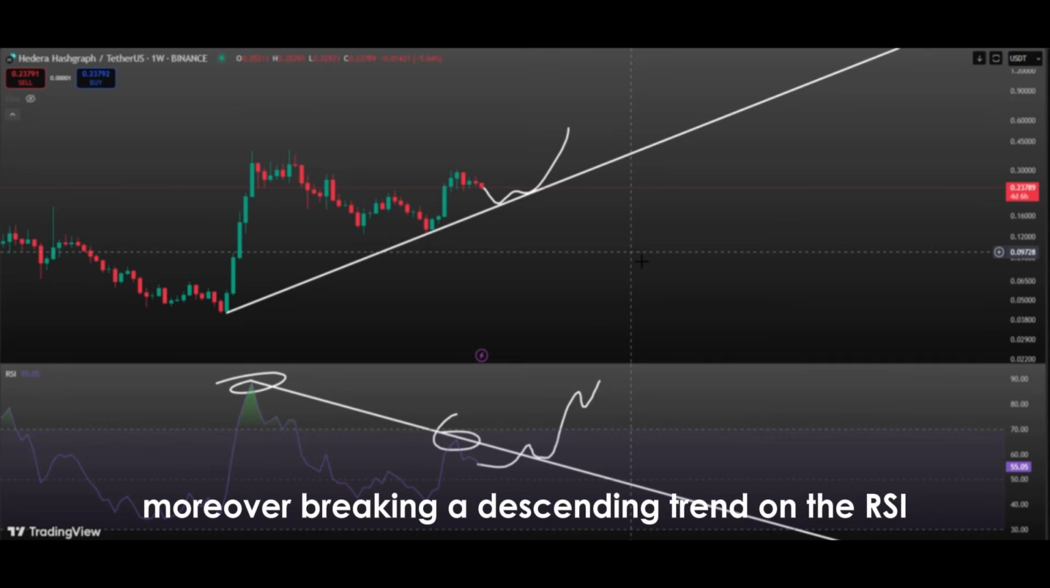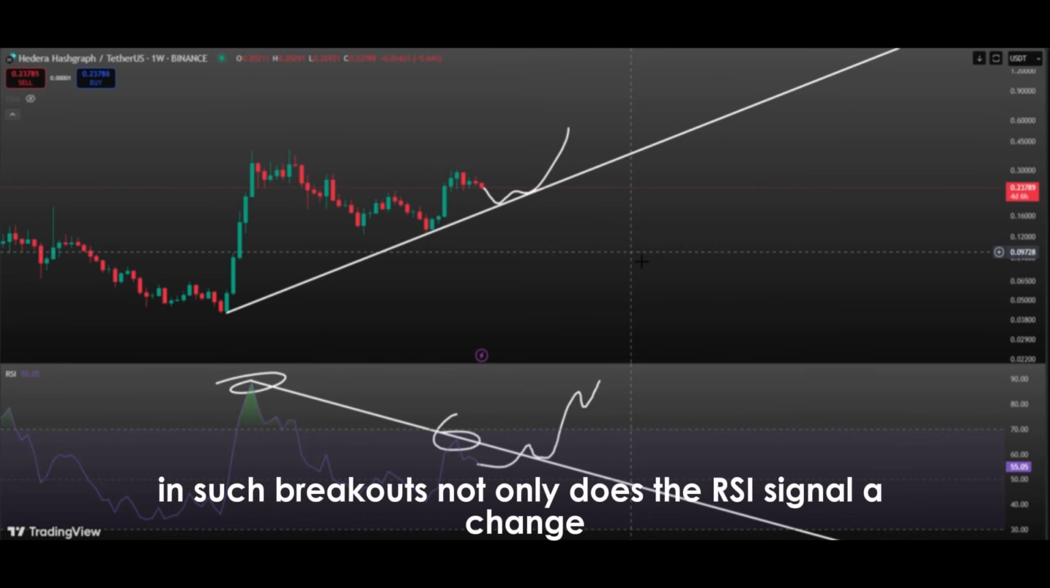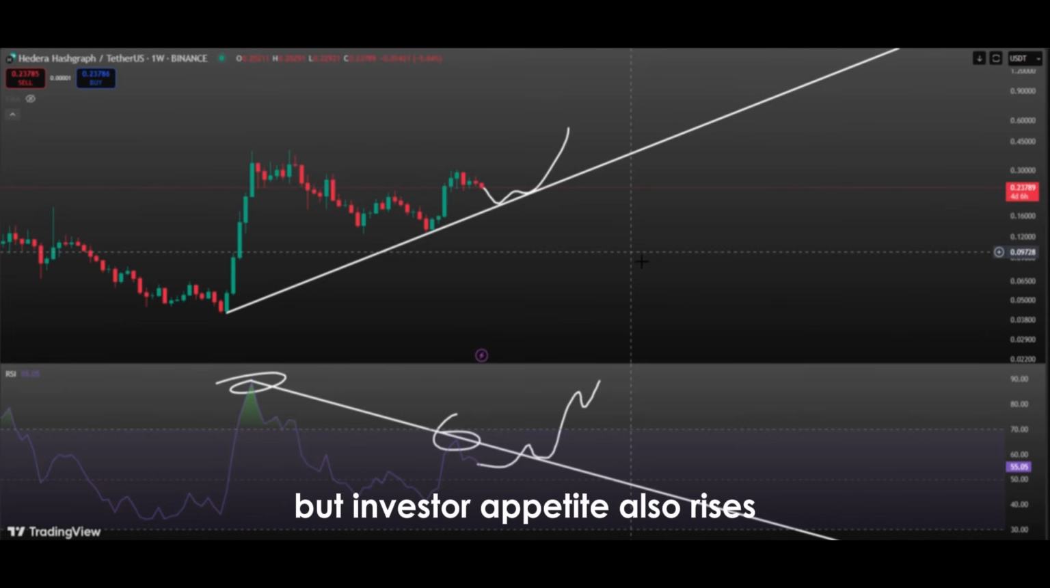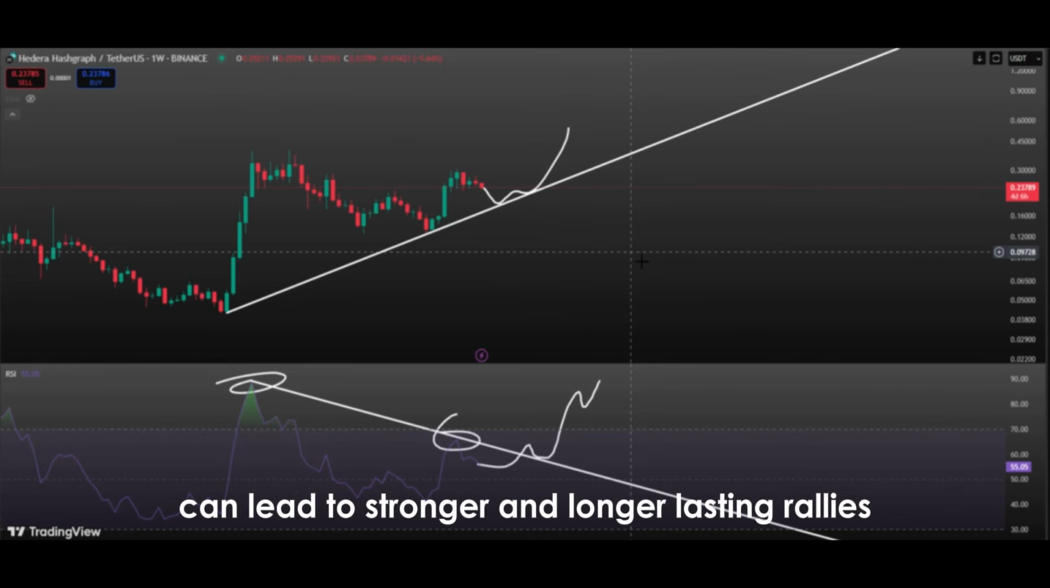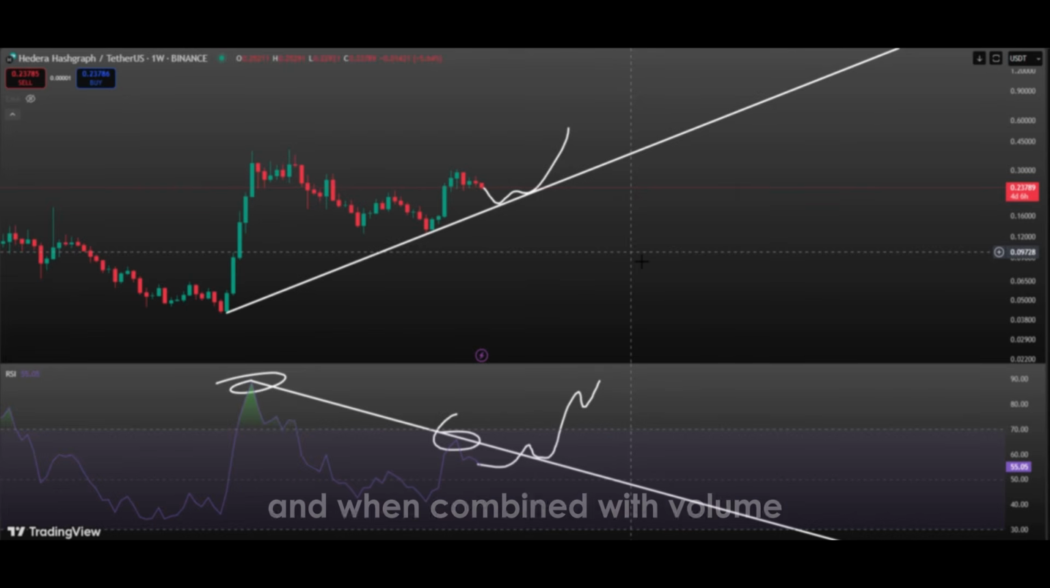Moreover, breaking a descending trend on the RSI is often supported by increases in buying volume. In such breakouts, not only does the RSI signal a change, but investor appetite also rises. Breakouts supported by volume can lead to stronger and longer-lasting rallies. In other words, a descending trend breakout on the RSI alone is already a strong signal, and when combined with volume, it becomes a confirmation mechanism that makes the upward attack more reliable.